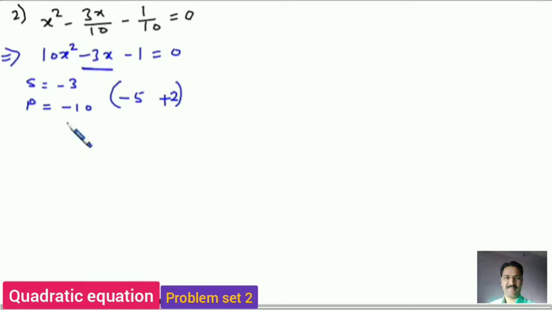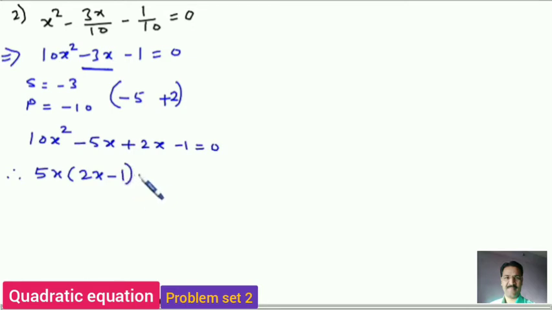What we get now is 10x square minus 5x plus 2x minus 1 which is equal to 0. From the first two terms we can take 5x common. Yes, that is 5 twos are 10. One more time x remains here. Now this whole 5x we take common, so we can write 1 only.